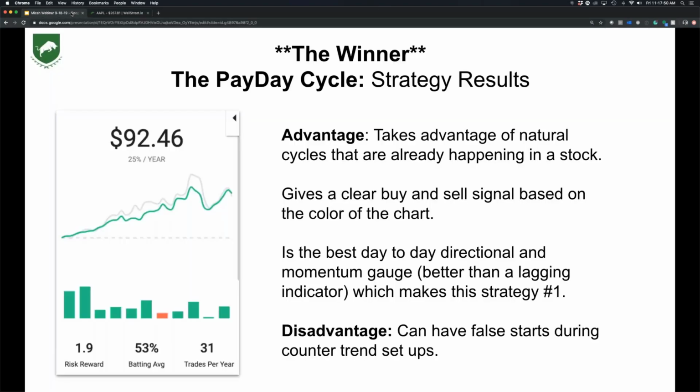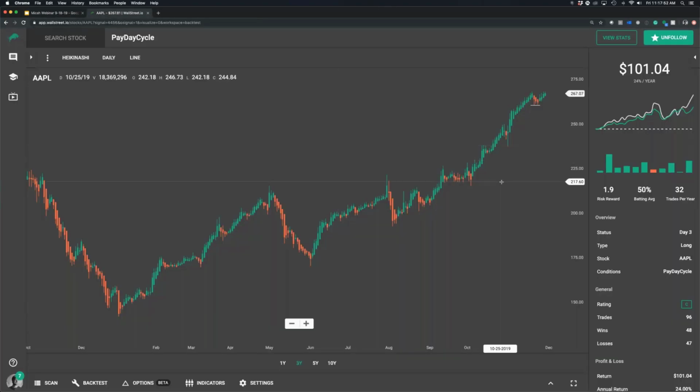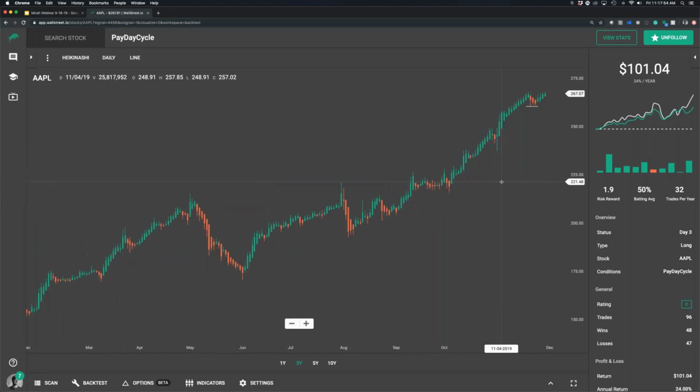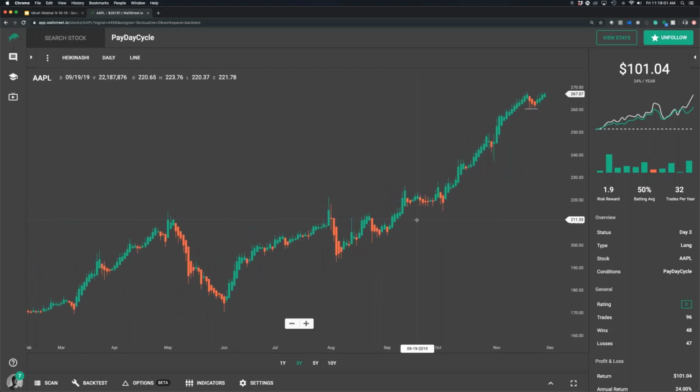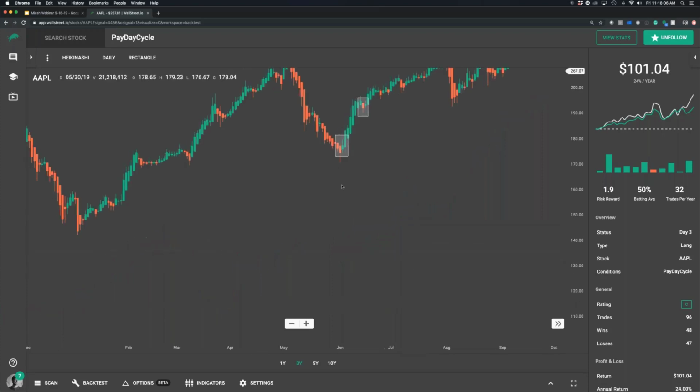All right, cool stuff. So let's talk about this disadvantage here for a moment. Now, as we can see, the payday cycle strategy has a good risk reward, good batting average. It's a super profitable strategy on its own. And again, it's as simple as buying at the close of the first green, selling at the close of the first red. Now, occasionally, you're going to get these things called false starts.